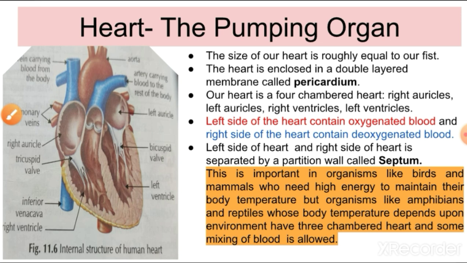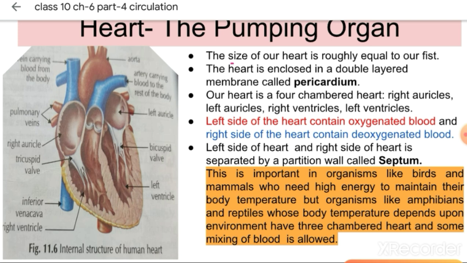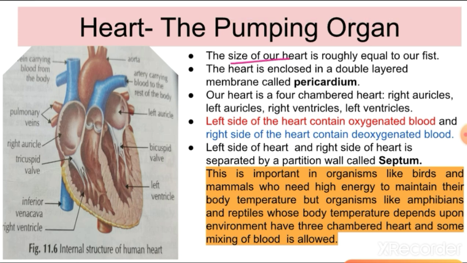Now the third organ that makes up the circulatory system is the heart. So let's understand about the heart. The heart is a pumping organ. Its size is just about our fist. The heart is enclosed in a double layer membrane, which is called the pericardium. The heart is enclosed in this kind of double layer membrane.